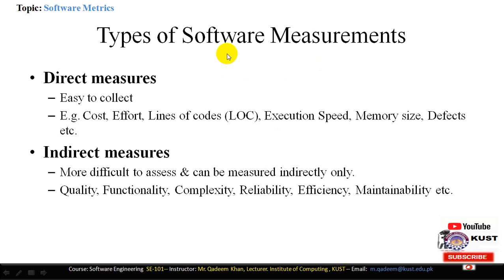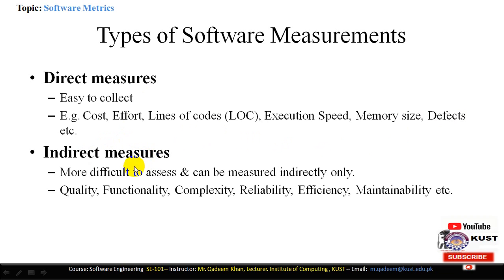Now, importantly, types of software measurement can be direct measurement and indirect measurement. As we already said, direct measurement is quite easy to collect. For example, cost or budget, effort, time required to complete the project, lines of code, number of executable statements in the program, execution speed, that is the performance of the software product. Similarly, memory size, when the software is installed on the computer, how many gigabytes are taken by the software. Defects, etc. Defects are those problems that may occur while using the projects. So all these are called direct measurement.